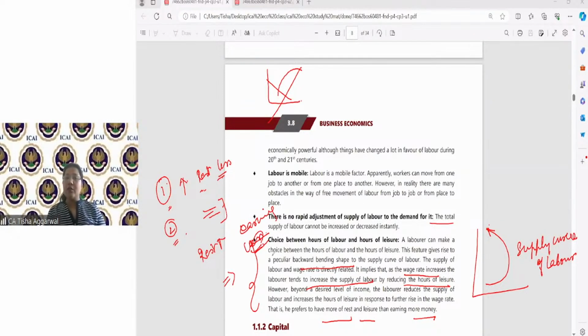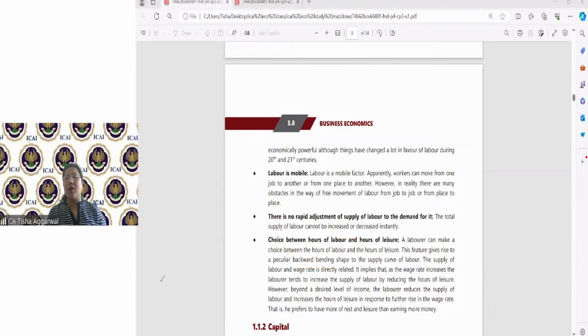So this is one very important thing: why is the supply curve of labor always backward bent? Okay. So please read this right now and then we will move ahead with the capital.